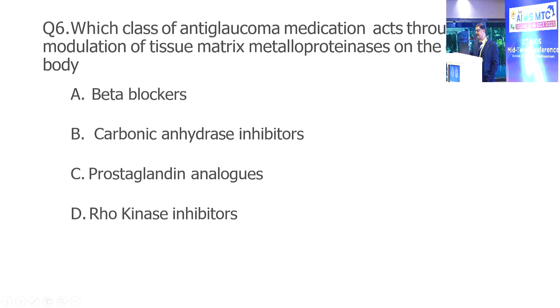Question number 6. Which class of anti-glaucoma medication acts through modulation of tissue matrix metalloproteinases on the ciliary body? Option A is beta blockers, option B is carbonic anhydrase inhibitors, option C is prostaglandin analogs, option D is Rho kinase inhibitors. Your time starts now.